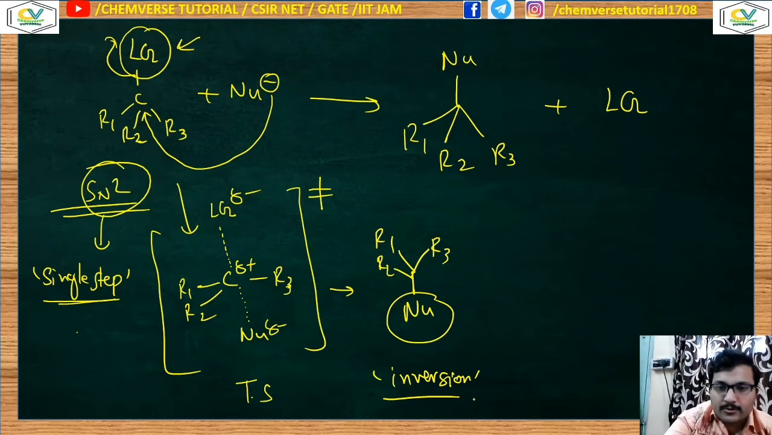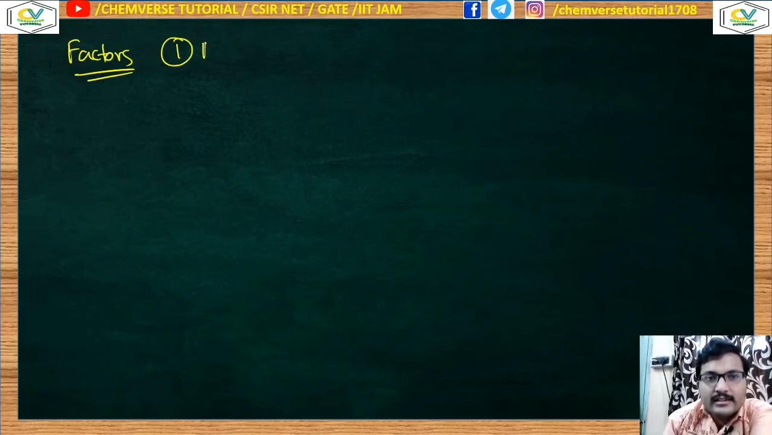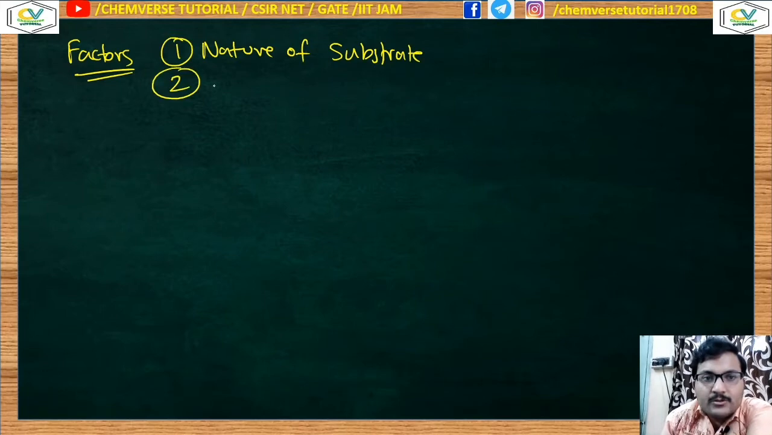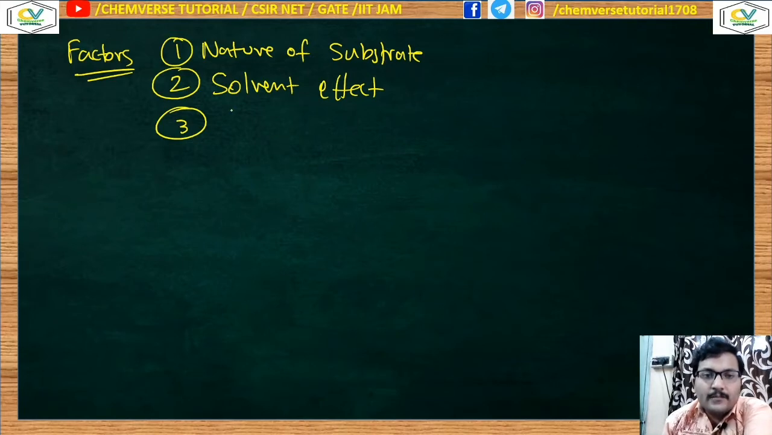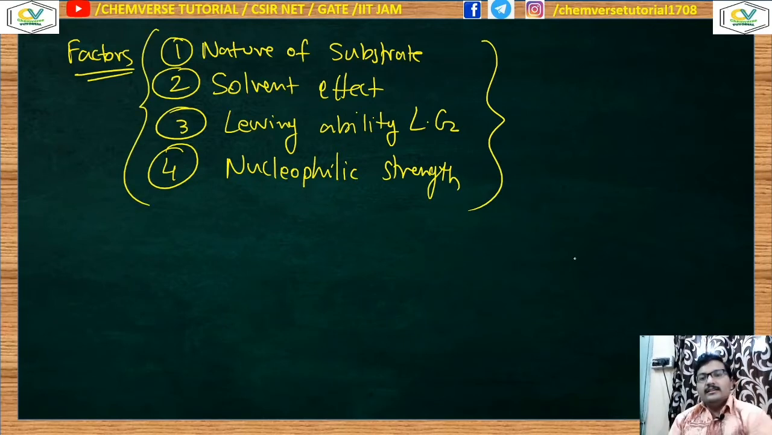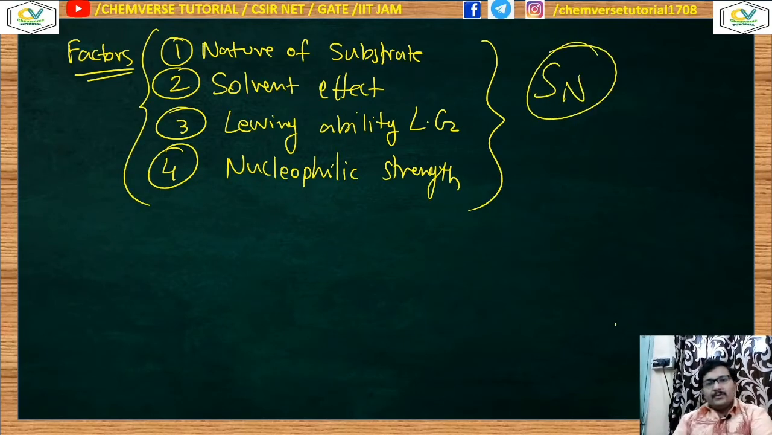Okay, now we will move on to the factors affecting substitution reactions. What could be the factors? There are 4 important factors. One is the nature of the substrate. Number 2 is the solvent effect. Number 3 is the leaving ability of the leaving group, and number 4 is the nucleophilic strength. So these are the 4 major factors on which SN type reactions depend.